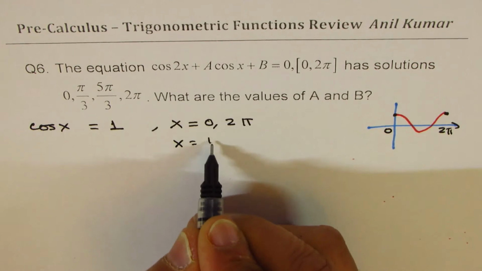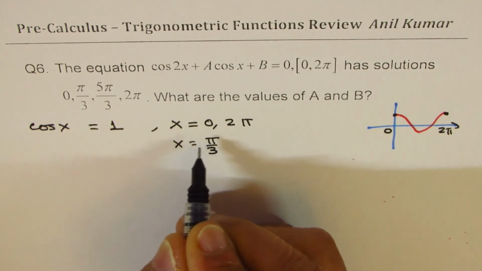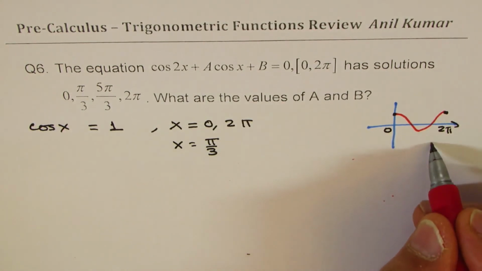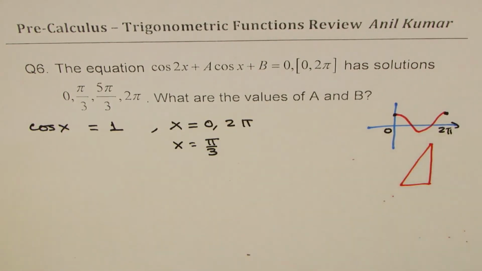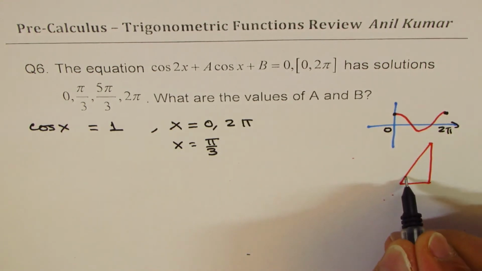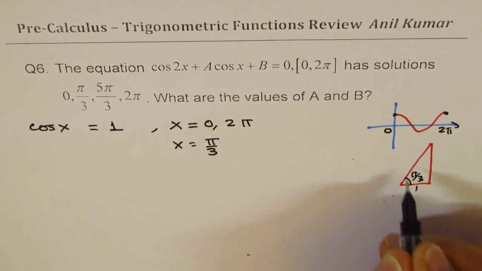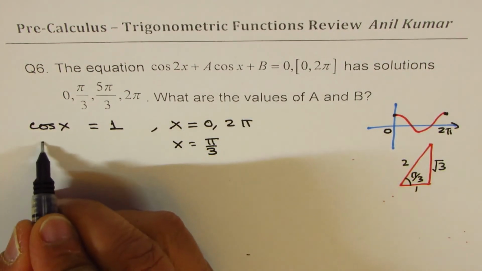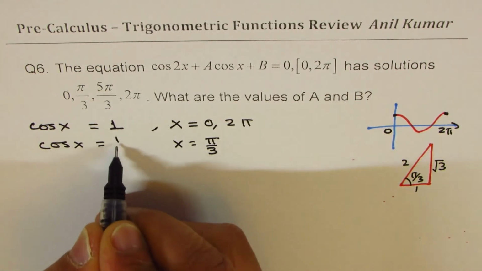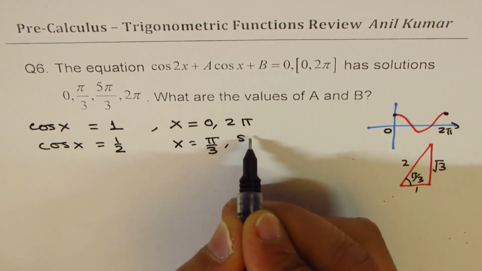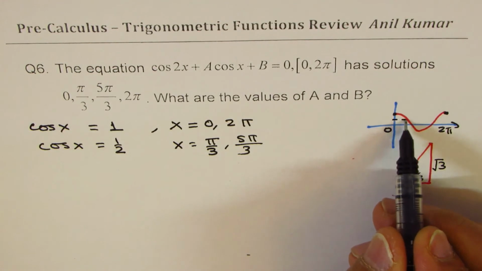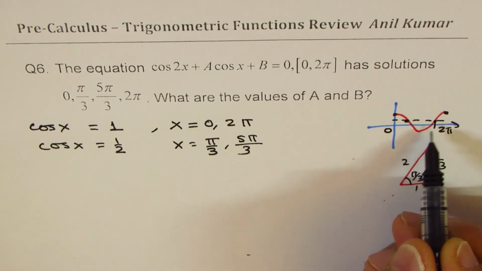Similarly, when x is pi by 3, then what is cos x? That's what we're trying to figure out now. So we'll just make another triangle, which you remember, pi by 3, right? So for pi by 3, cos value is half. So when x is pi by 3, we know cos x is half, even for 5 pi by 3, because then you are in quadrant 4, right? So it is half. So it's kind of here. So we're talking about these two values.